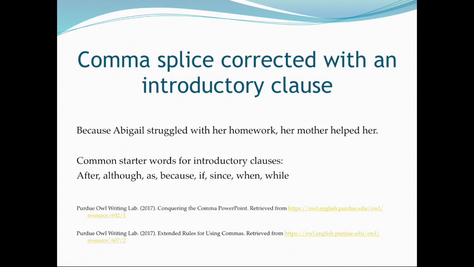The comma splice can also be corrected with an introductory clause being added. Common starter words for introductory clauses are after, although, as, because, if, since, when, and while. The following sentence was corrected with adding the introductory clause because, and the sentence now has been corrected from its comma splice. Because Abigail struggled with her homework, comma, her mother helped her, period.